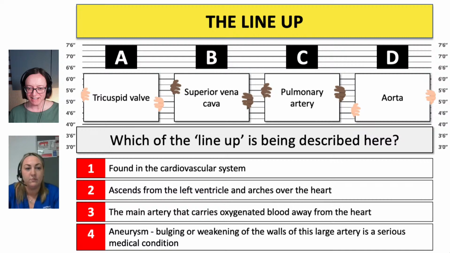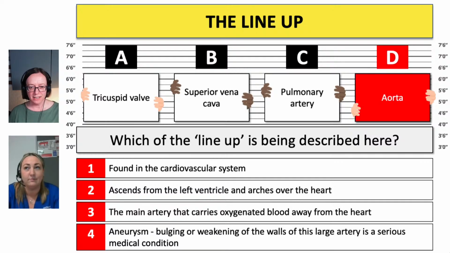Charlotte, do you know what it is? I'm definitely going to go with C, I think. Pulmonary relates to your lungs, and I'm thinking oxygenated blood. Okay, that's my logic. What do we think at home? Do you think she's right? I might not be right. It's not my specialist area. Is it the main artery that carries oxygenated blood away from the heart?